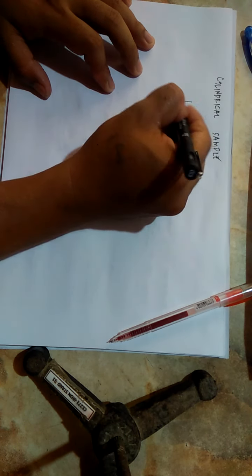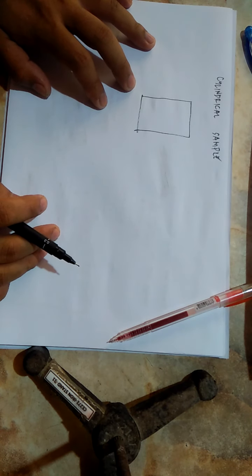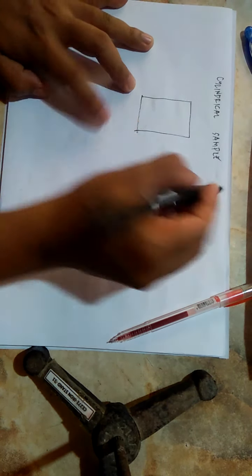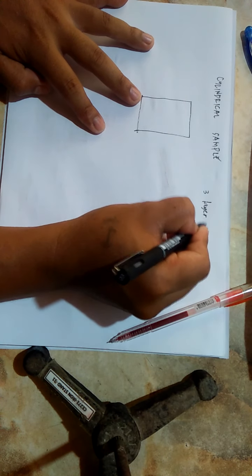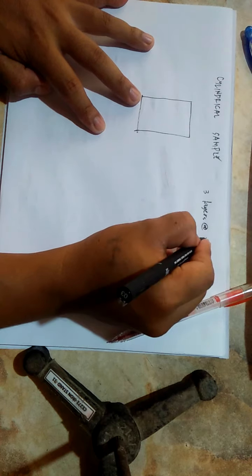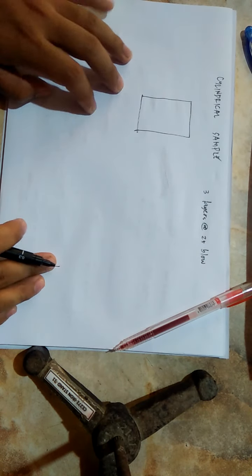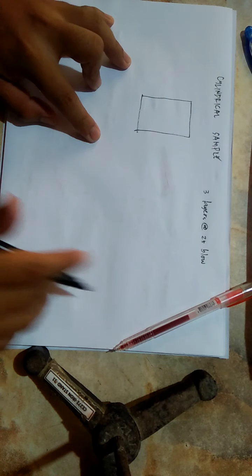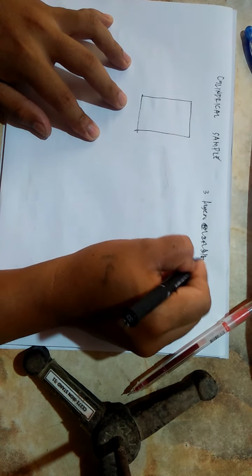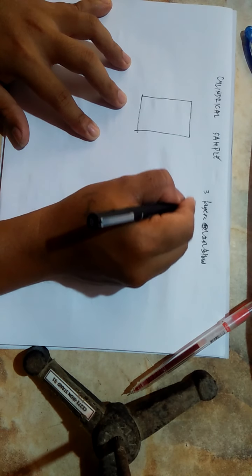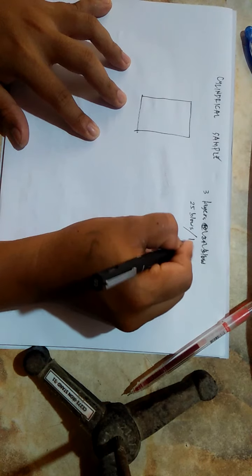So, kunwari, this one is your mold sa cylindrical sample mo. Meron kang 3 layers at 25 blows. 3 layers, 25 blows. Or meaning to say, sa 3 layers mo yan, meron kang 25 blows per layer.